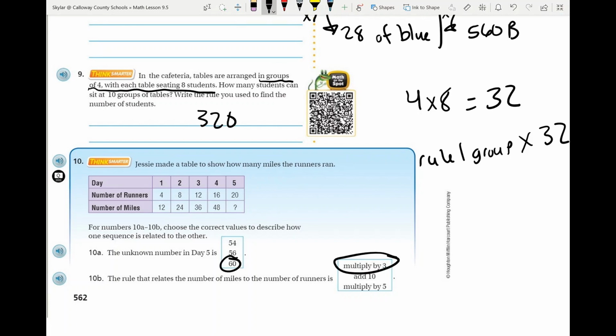Alright, welcome back. So we should have gotten 320 if your rule is one group times 32. Well, you've got 10 groups, so multiply that by 32 and you've got yourself 320 students. Down here, we see that on day 1 we have 4 runners and they go 12 miles. So we see that our pattern is to multiply by 3. So if you have 20 on day 5, then you multiply that by 3 and get 60.